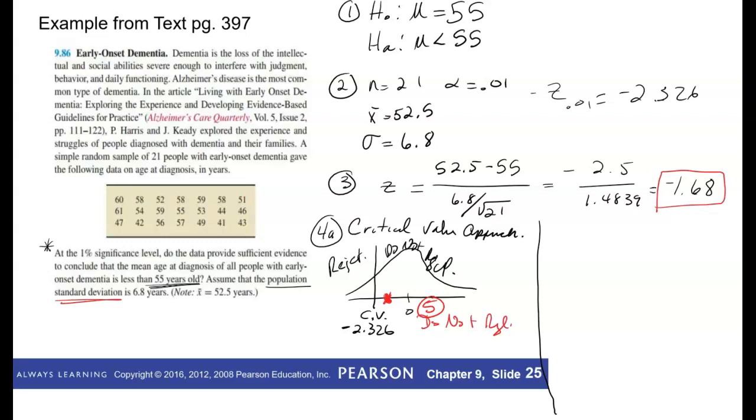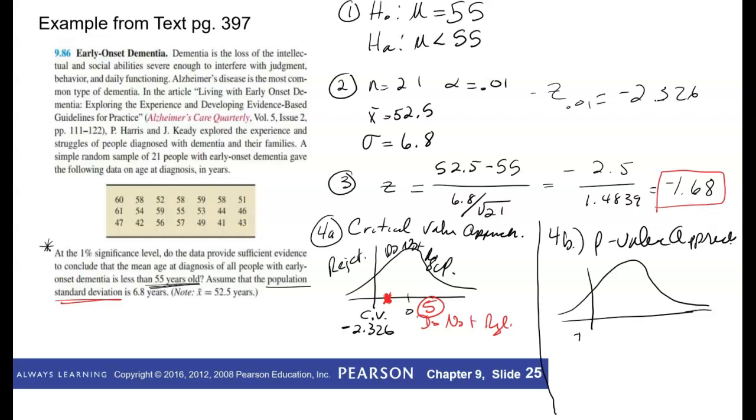I want to do now the p-value approach. The p-value approach is a little bit different. Still draw a picture because you need to see the difference. It's still left-tailed, but here's the big difference. You're not putting the critical value there, you're putting your test statistic down here, which is negative 1.68. And what we want to find is this area. This is no longer our significance level like it was before. This now represents our p-value. All right, so we want the area to the left of negative 1.68.